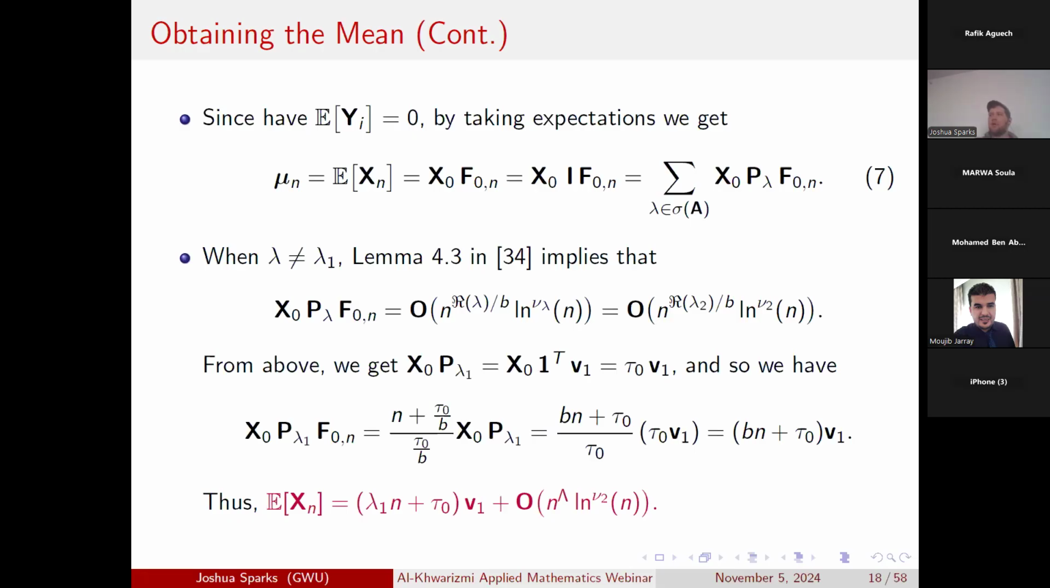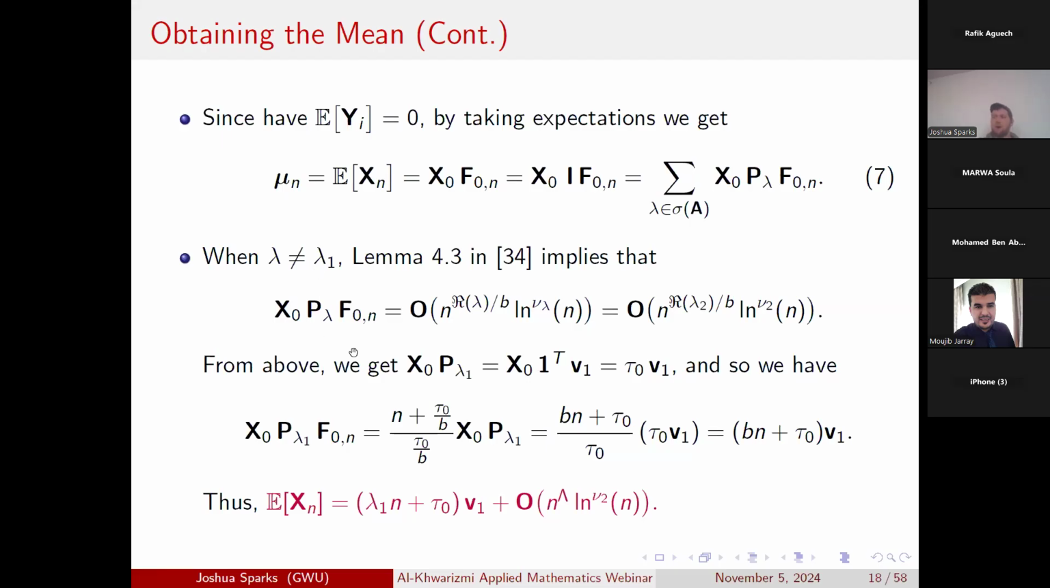When one of the lambda i, or one of the eigenvalues, is not equal to lambda one, we're able to utilize an extension of what was done in Janson's 2020 work, where we're able to talk about how anything lower than that basically shrinks down to an asymptotic power that is at most a half.